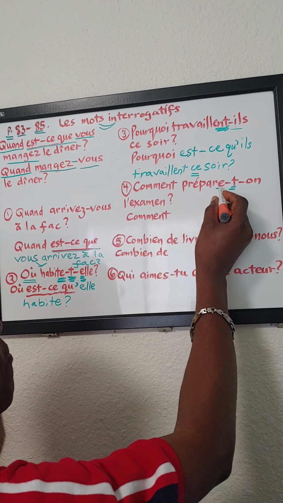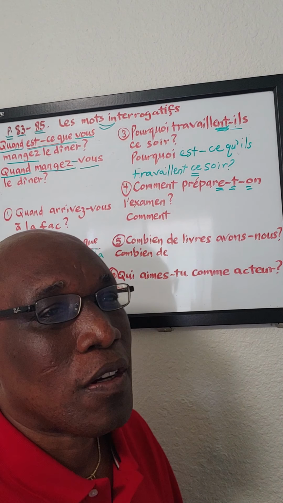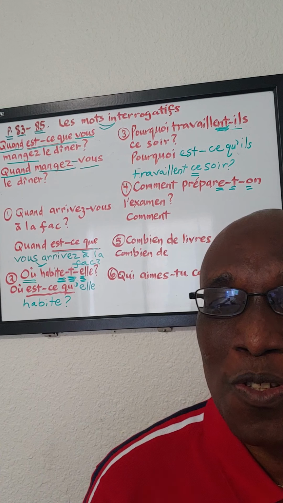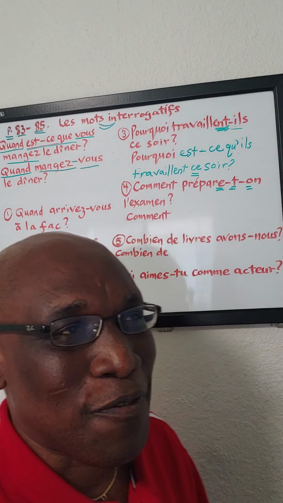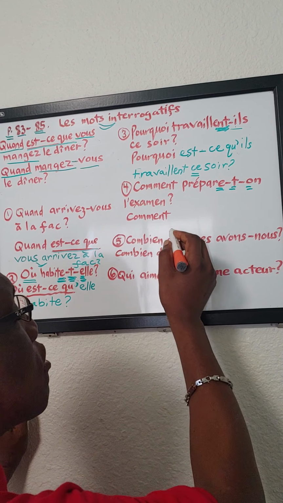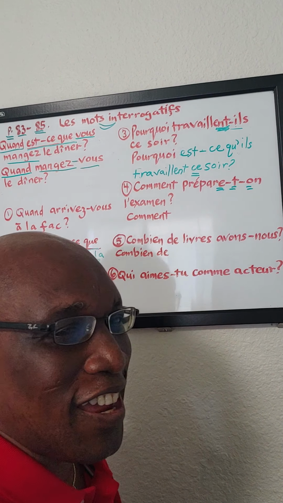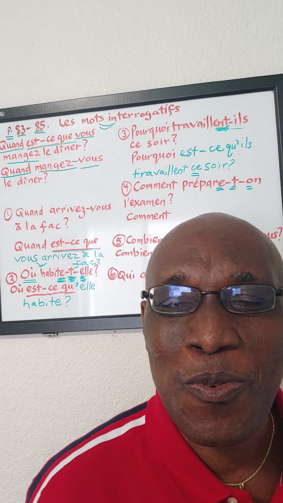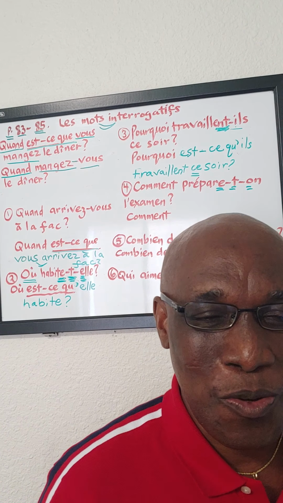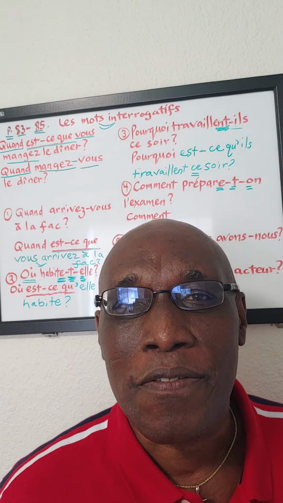You see that the T is there because of the E and then the O, to smooth the way we'll pronounce those two words, the verb and the pronoun on. So, comment prépare-t-on l'examen? Comment prépare-t-on l'examen? How do we prepare for the exam? How do we study for the exam? How does one study for the exam?